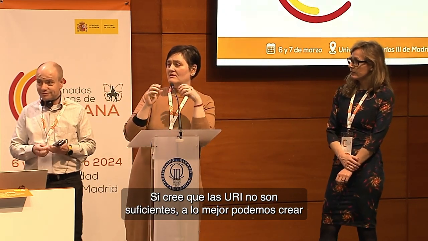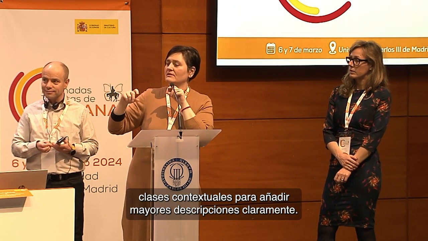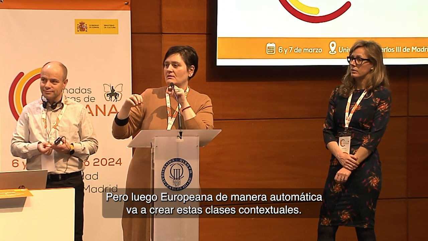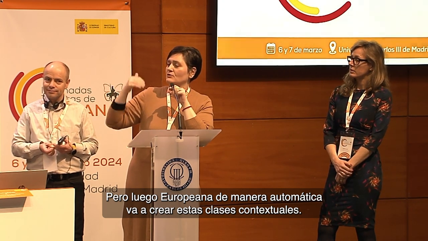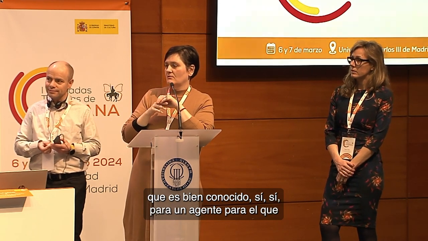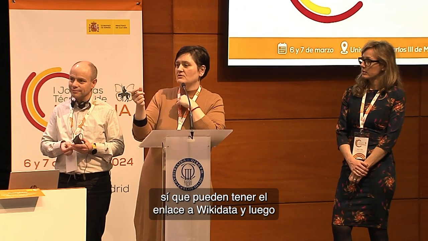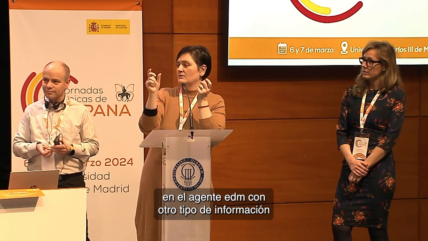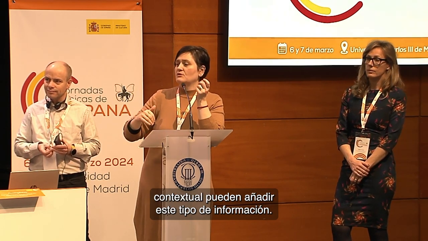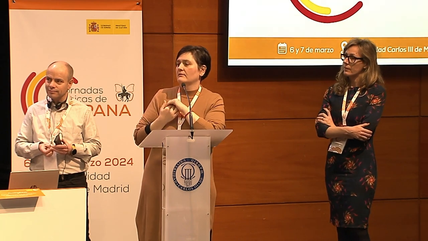If you feel like the URIs are not enough, you can already create a contextual class for agent to add more descriptions. Europeana will automatically create those contextual classes. So, for an agent that you have information about that's not in Wikidata, you can have the Wikidata link, but then also an EDM agent with other contextual information that you have about it. And that's always using the SKOS vocabulary, right? Yeah. Thank you very much. Welcome.